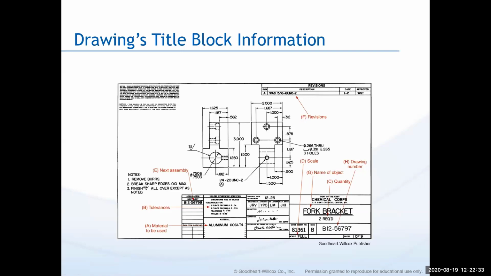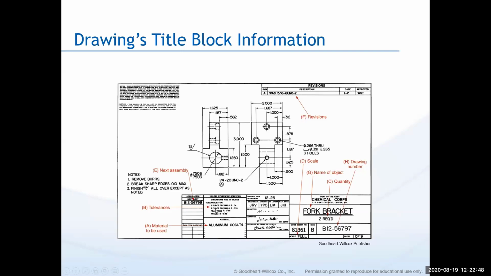In this particular one, it shows the next assembly. So this would be part of an assembly drawing, an individual part that fits into additional components. So this would be the next in line, the next part that we have to produce.